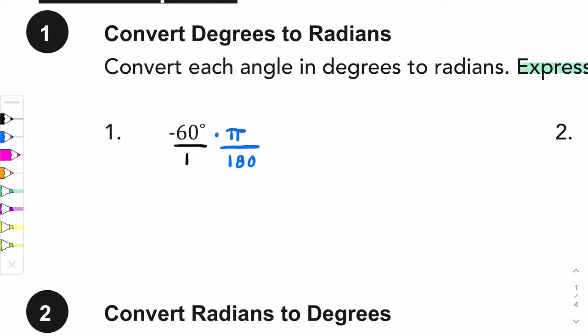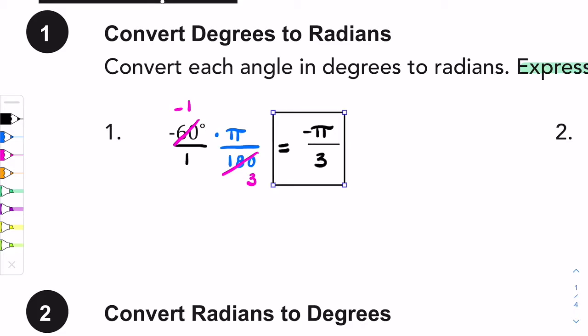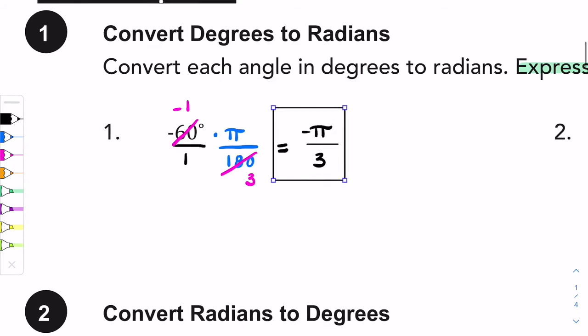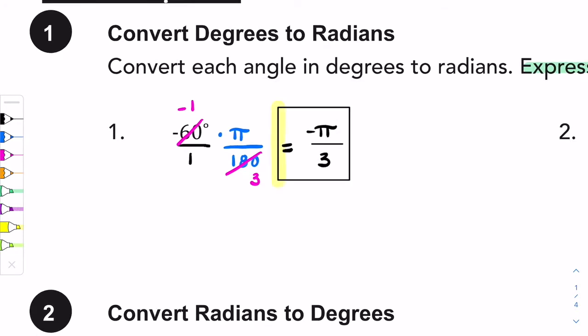I know right away that 60 and 180 have a common factor, and that would be 60. So 60 goes into itself once, you're left with a negative 1, and 60 goes into 180 three times. So then you just multiply across. You multiply your numerators, and then you multiply your denominators. When I multiply the numerator together, I have negative 1 times pi, or just negative pi, divided by 1 times 3, or 3. This is my answer in radians. So that means negative 60 degrees is equivalent to negative pi over 3 radians.